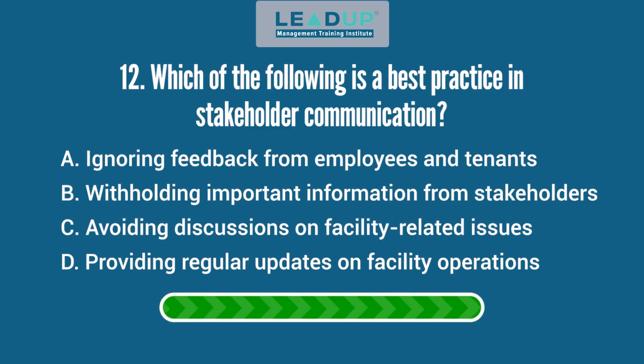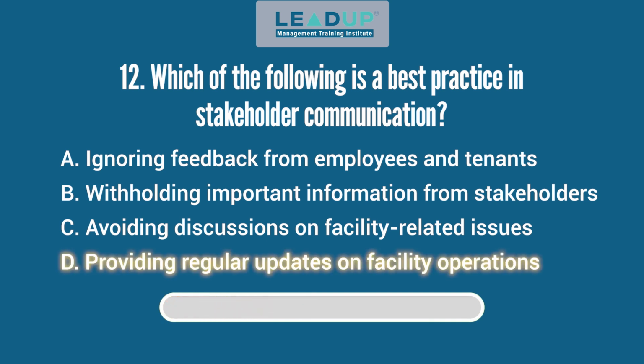Question 12. Which of the following is a best practice in stakeholder communication? A. Ignoring feedback from employees and tenants. B. Withholding important information from stakeholders. C. Avoiding discussions on facility-related issues. And D. Providing regular updates on facility operations. Answer: providing regular updates on facility operations.